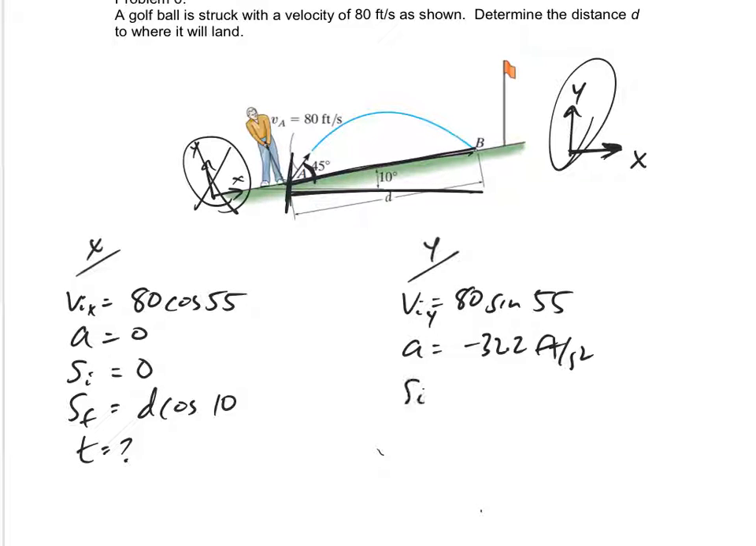And s initial and s final. Let's be consistent: y needs to be positive up. And I'm going to start at 0, so I'm calling this my 0 height. And so it ends up here at positive D sine 10. This height right here would be D sine 10, and that's where it ends up. All right, and t, I don't know.